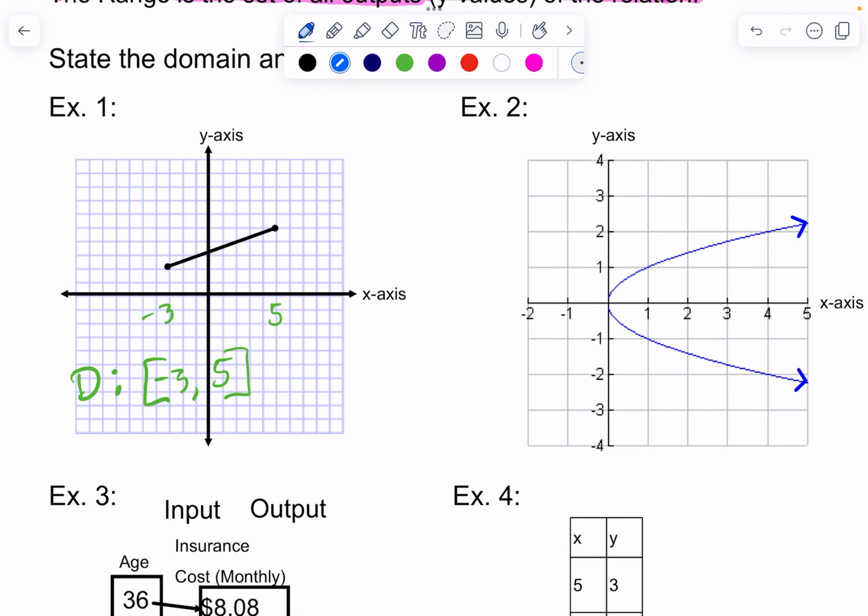With regards to the range, let's look at my lowest value on the y-axis, which is going to be +2, and my highest value on the y-axis is going to be 1, 2, 3, 4, 5. So my range is going from bracket 2 to 5.